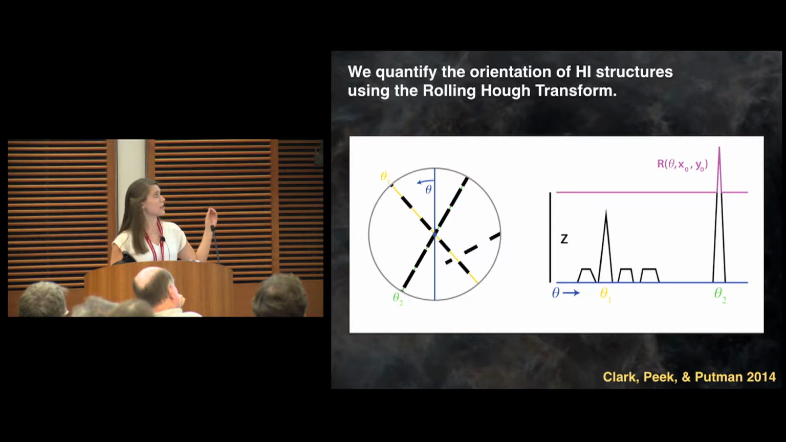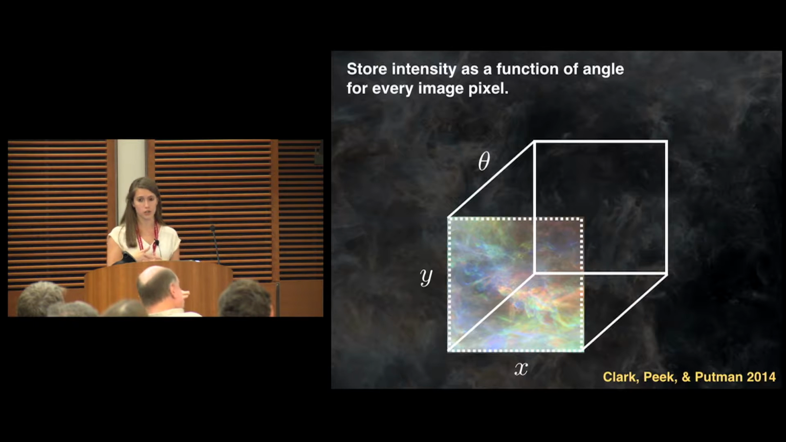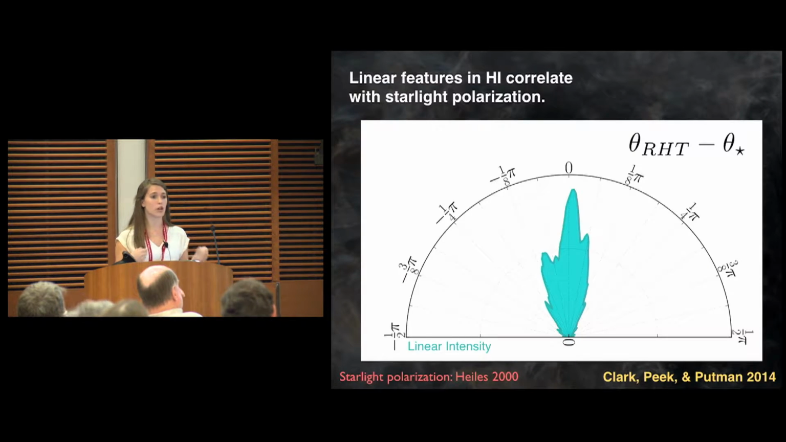And then we keep only the data that are above a certain intensity threshold. So for the center pixel of this circular window, the data that we retain is this purple line, this intensity as a function of theta. And what this means is that after we roll our circular window across a huge section of the H1 sky, we end up mapping 2 image dimensions to 3, where we're storing this linear intensity as a function of angle for every pixel in our image. And what we did with this is sample the RHT of the GALFA-H1 survey around a bunch of the starlight polarization measures in the Heiles 2000 catalog.